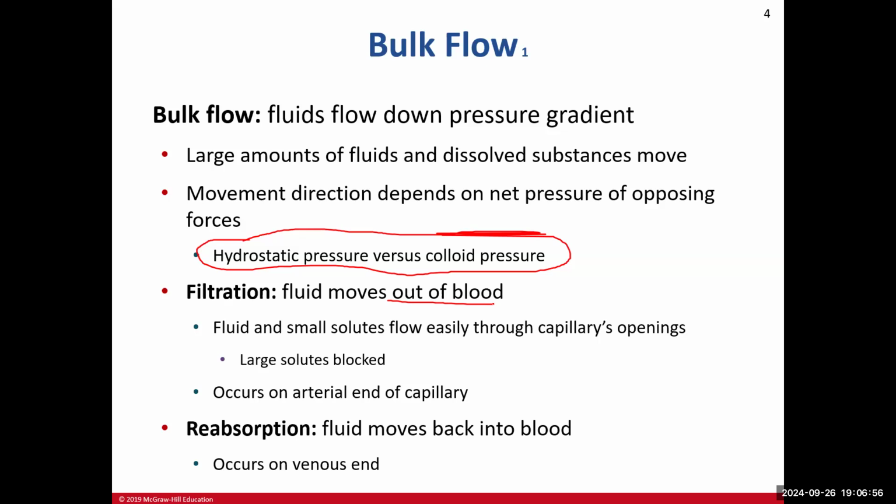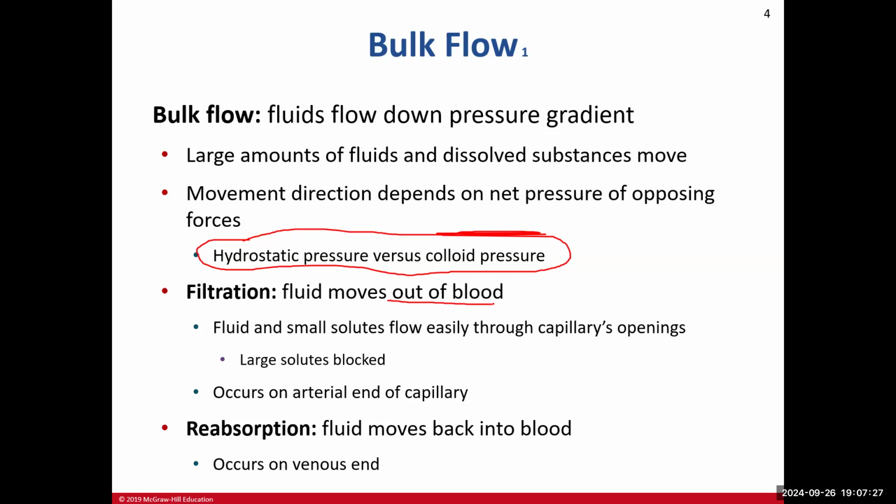Fluid and very small solutes can move through some of those openings in the capillaries, especially if they're fenestrated or sinusoidal. A little bit harder if it's continuous, but it can still be done. The nice thing about it is the large solutes are blocked: red blood cells, white blood cells, platelets, large proteins, even some intermediate or medium-sized proteins.